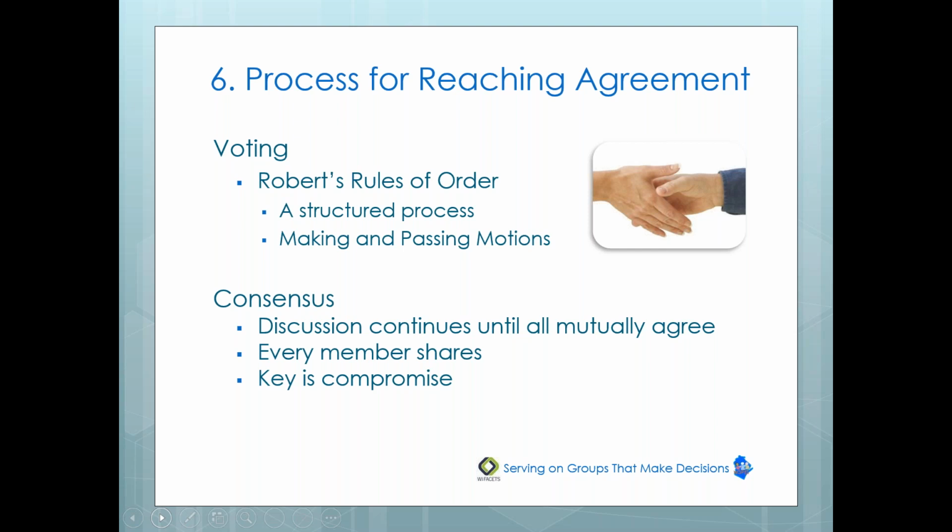Another way groups can create agreement is through what's called consensus. And consensus is when the whole group comes to a mutual agreement. So this would not be having like 11 yeses, 5 noes, and 7 abstentions, and then passing it with a majority in favor. With consensus, you have to have the whole group come together on one decision.